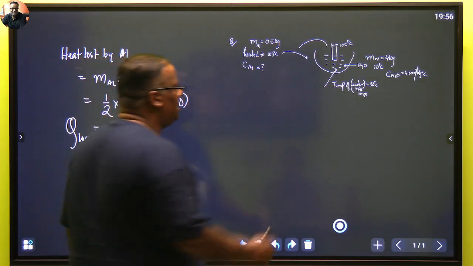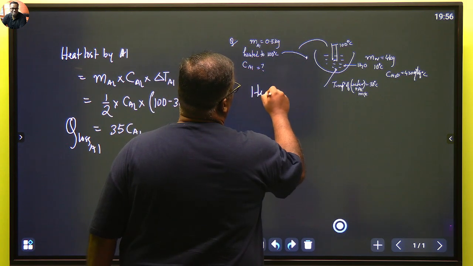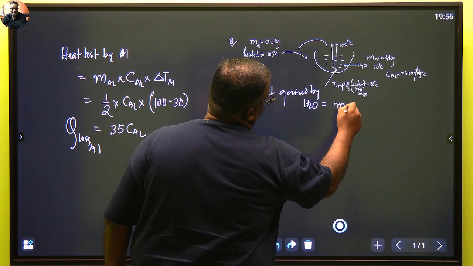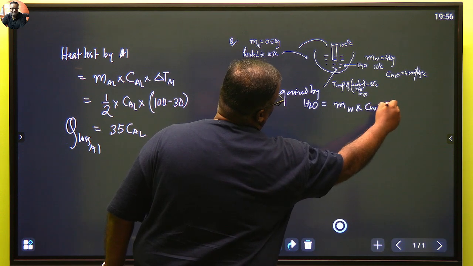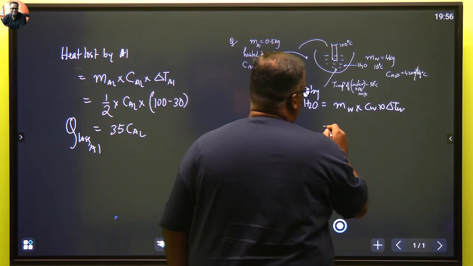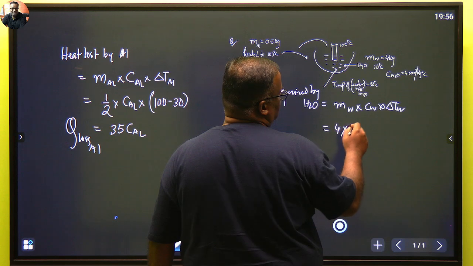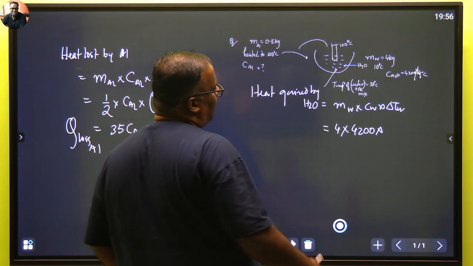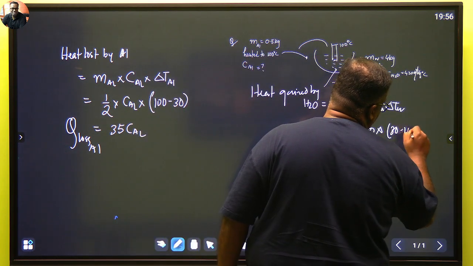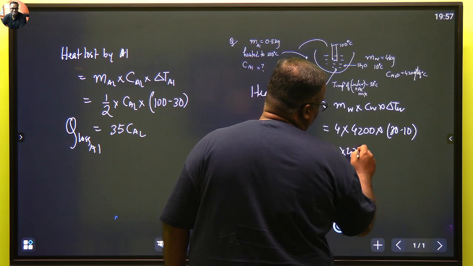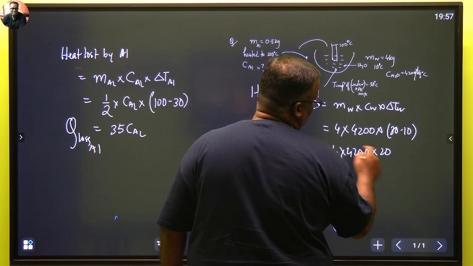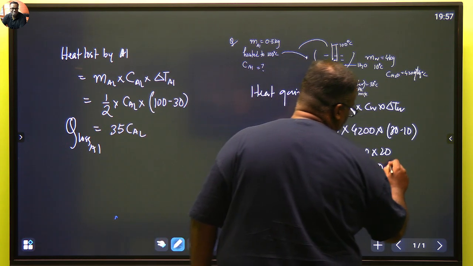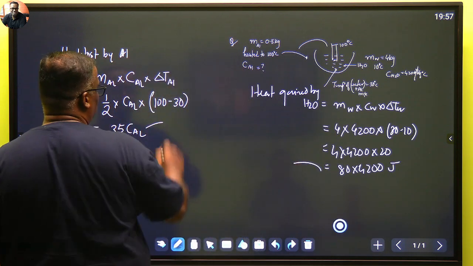So let's see who gained heat. Water gained heat. So let's say heat gained by water. This should be again equal to M of water into C of water into delta T of water. So what is the M of water? Sir, 4 kg. C 4200 and delta T. Yes, tell me, Shastra, delta T for water. Yes, 20. So that should be 30 minus 10, which is 20. Very good. 4 into 4200 into 20, which is equal to how much? 80 into 4200. We'll keep it like this only. Okay, this much joule. Now this value and this value must be exactly equal.